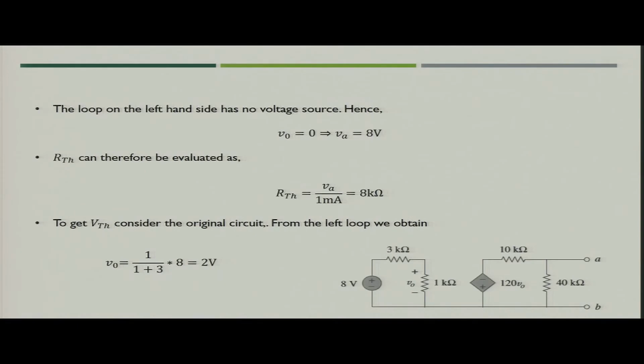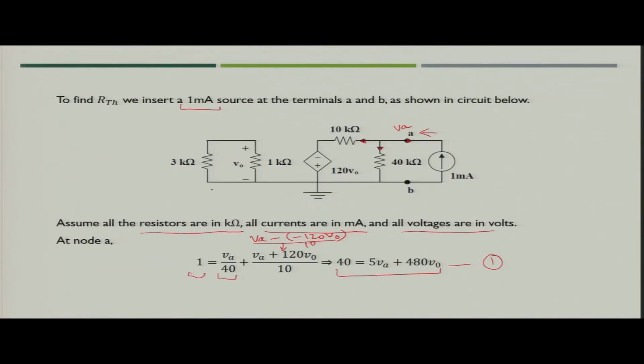Now, what is next? Next, if you see the circuit, here you will see there is no source available in this segment. So, what does it mean? The value of V naught would be 0, right. Since the V naught value is 0, and this V naught, which is across 1 kilo ohm, is the variable which defines the value of the dependent voltage source, what will happen in that case? Since V naught here is 0, the value of the dependent voltage source, that is 120 V naught, will be 0.